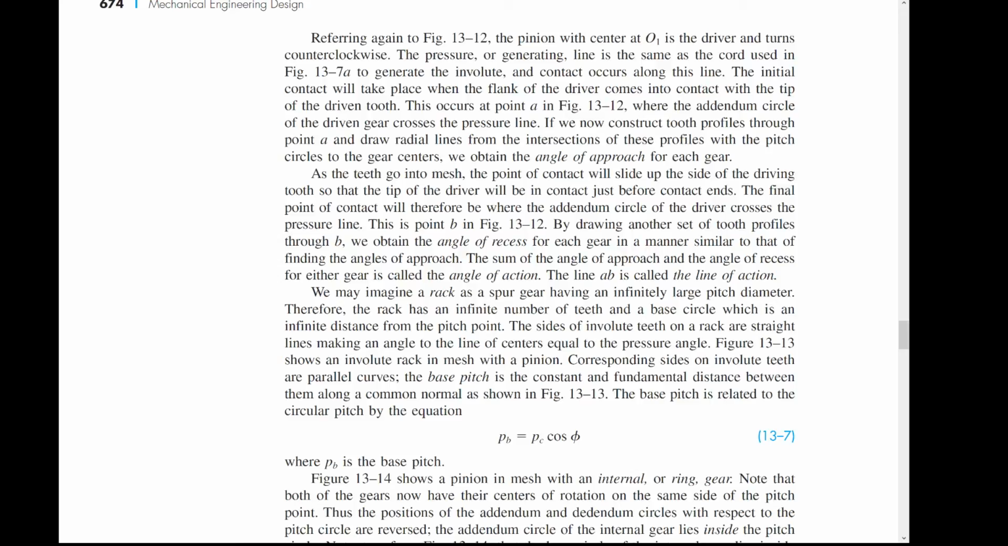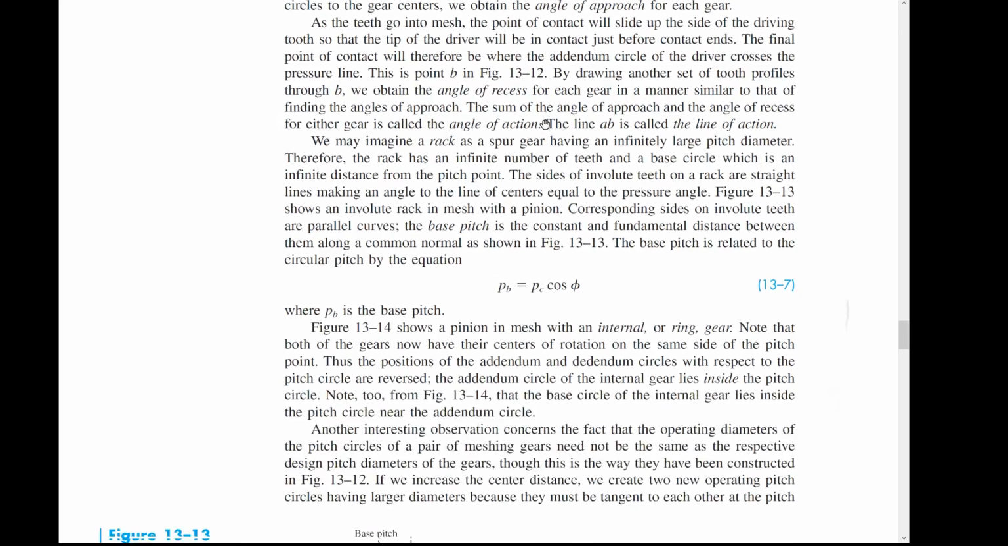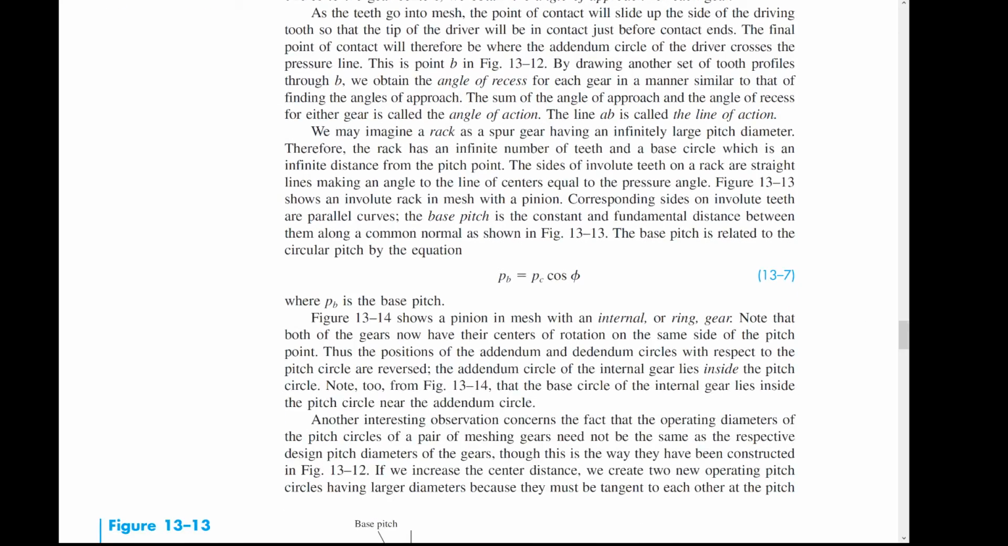The base pitch is related to the circular pitch by this equation: PB, base pitch, equals PC, circular pitch, times cosine of phi. So PB equals PC cosine phi, where PB is the base pitch.